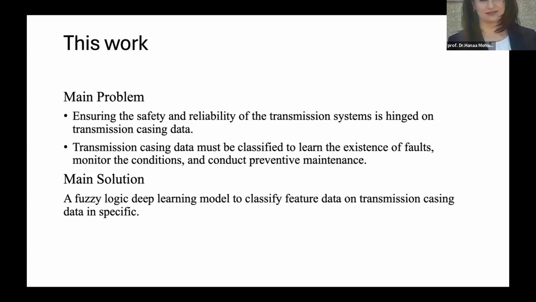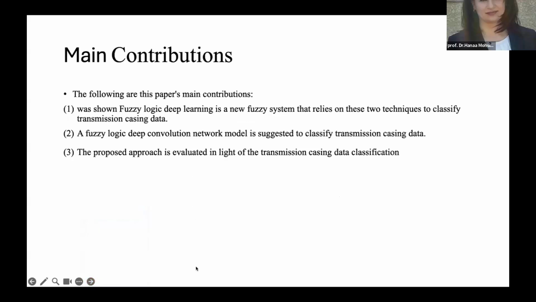The main solution is our proposal, which is a fuzzy logic deep learning model to classify feature vector data of transmission causing data in specific. Our main contributions go in three directions. First, to present a new fuzzy system that relies on two techniques, fuzzy logic and deep learning. The second is to apply this model to classify transmission causing data. Finally, to raise the evaluation of classification.